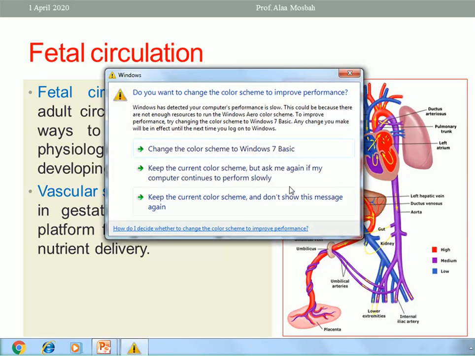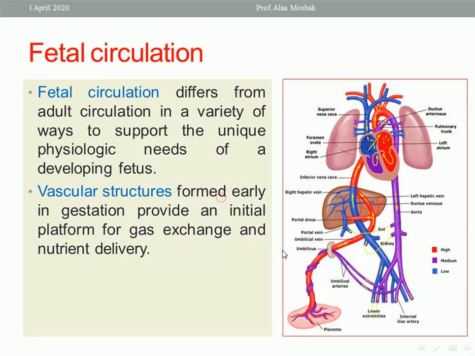So we want to know this fetal circulation at different levels. At the level of the umbilical vein, which you will see red in color here, and when you see red it means highly oxygenated blood. This is the umbilical vein. So we will know what changes happen to the umbilical vein in the fetus.